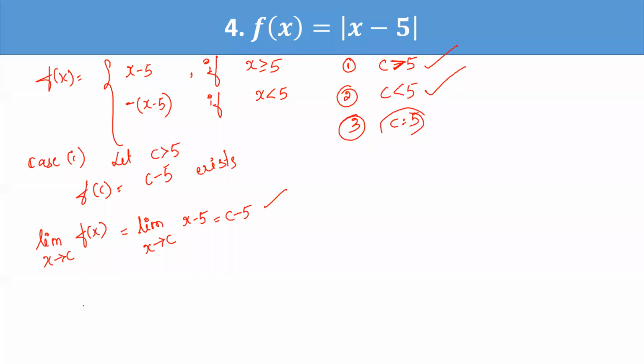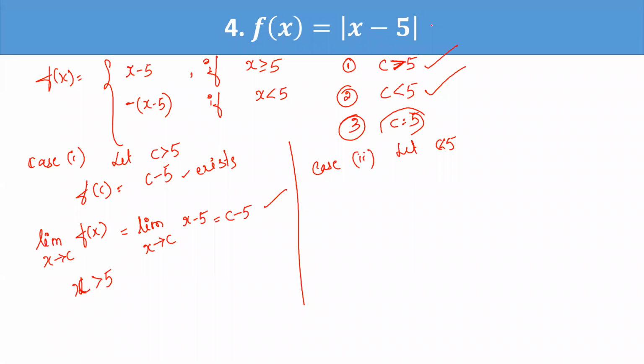So the function is continuous, both are equal, correct? So the function is continuous if c is greater than 5, or the function is continuous if the value of x is greater than 5. Similarly, you check what happens if c is less than 5.